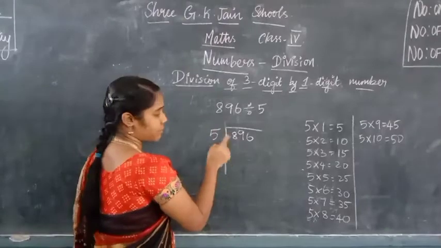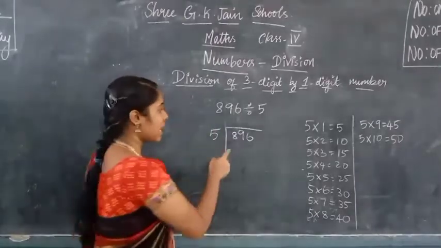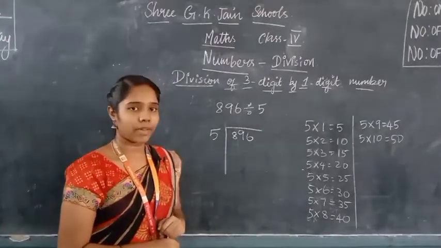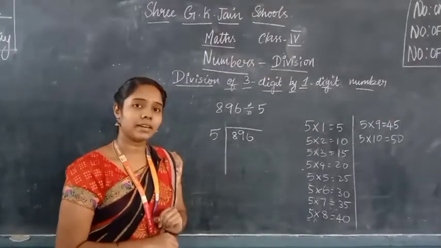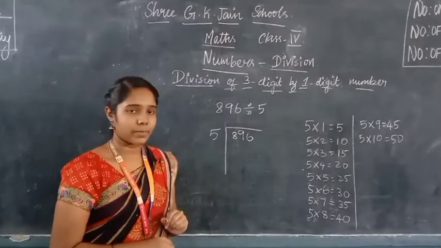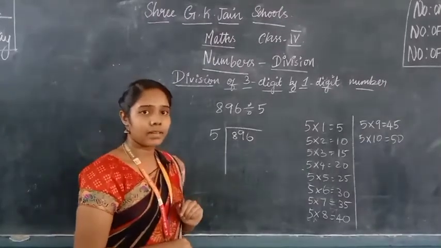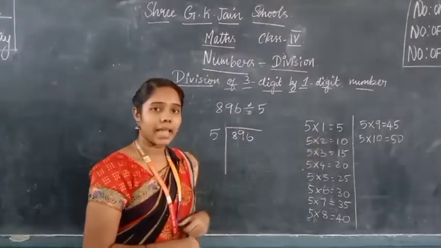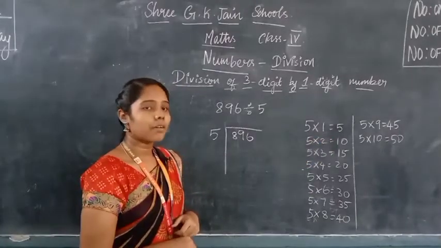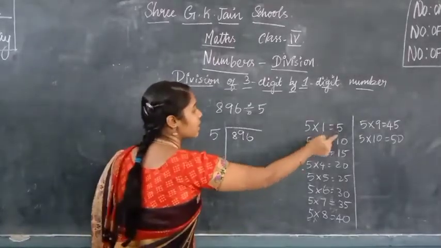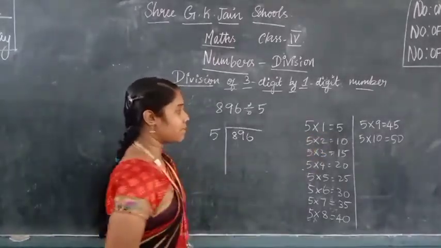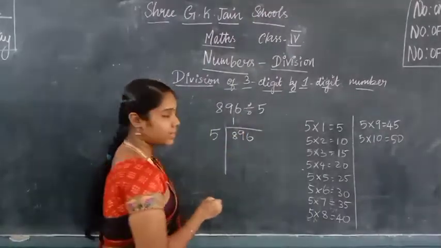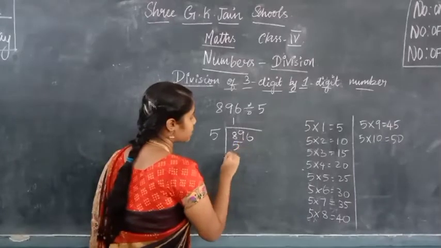Now we have to start from the first digit. See, here we have 8. So 8 will go in the 5 tables. Do you find 8 here? 8 is not in the 5 tables, right? But we can find a lesser number than 8. What is the lesser number than 8 in the 5 tables? 5, right? How many times? 1 time. So 1 we write on the quotient and 5 we write below 8.